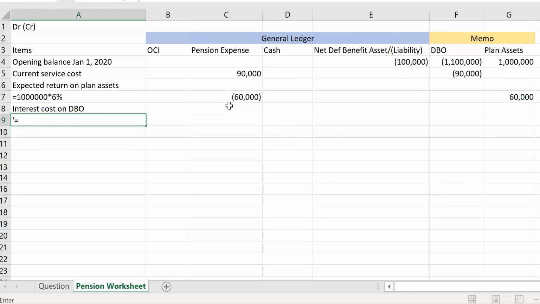Sorry, 1.1 times 6%. I think that's right, 1.1 million. I might have an extra zero in there. Yeah, I do. Okay.